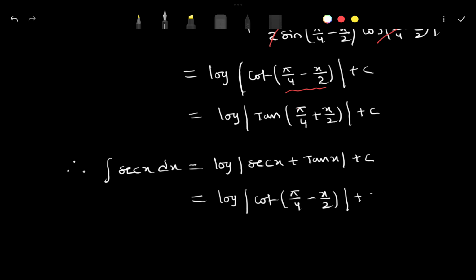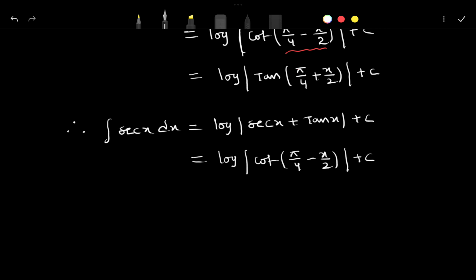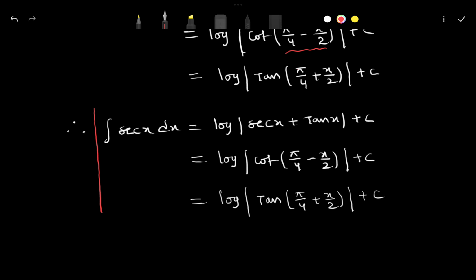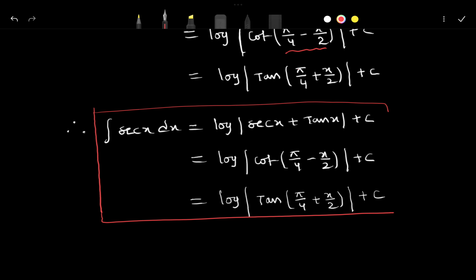And what is another result in terms of tan? You can write this value as equal to log of tan of pi by 4 plus x by 2. So this is our result after calculating the integration of secant x. As is convenient, you can substitute any value for the integration of secant x dx. So I hope everybody is clear on this simplification.